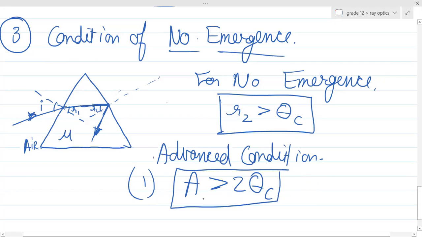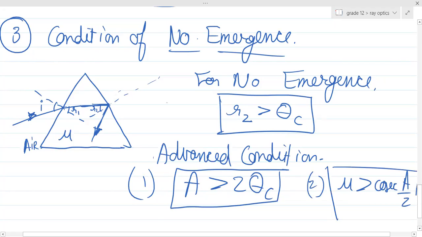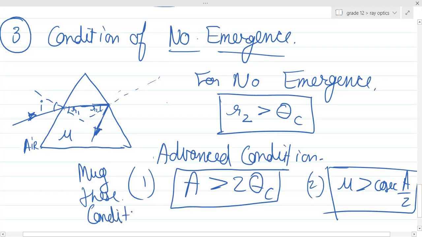If the angle of a prism should be greater than twice the critical angle, there is one more condition, which is mu should be greater than cosec of A by 2. So if you want to mug these up, mug these up. I'm not giving you the derivation. If you want, I can give. Although please remember, for no emergence, this is the basic condition which you know, right?